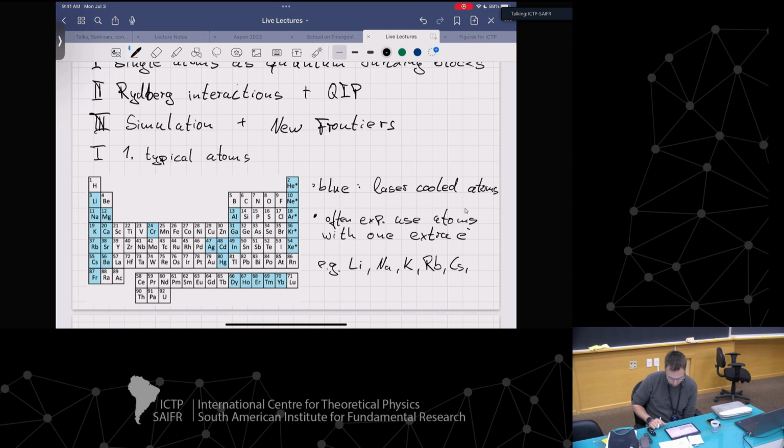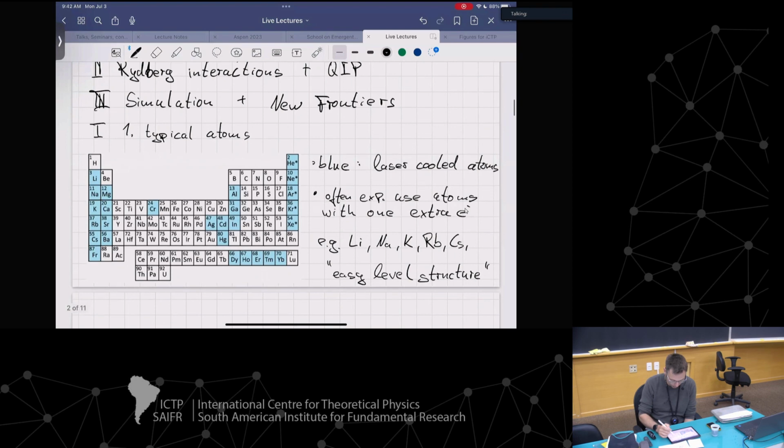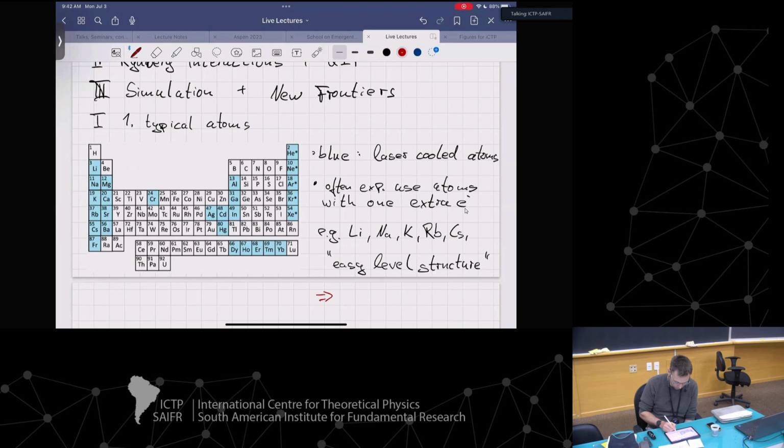And why is that the case? Why do we like to use these? There's nothing super fundamental about it, but if you have all the shells filled and now one extra electron, which is what group one is, then all your transitions are somehow this electron jumping between different shells or orbitals, and that gives rise to what I would say is an easy level structure, something that we can understand and control well. And maybe the prime example of easy level structure is rubidium.